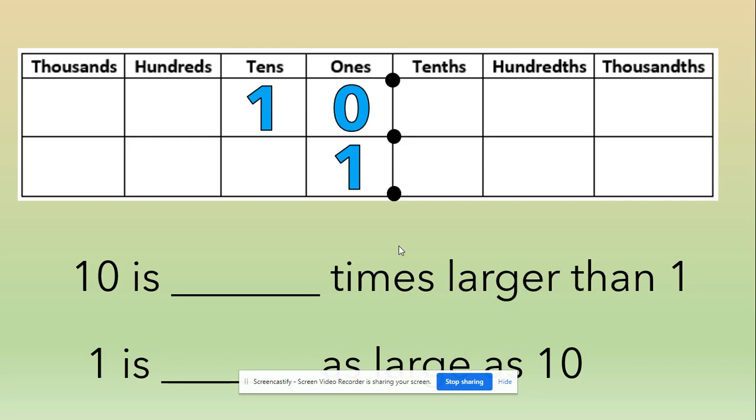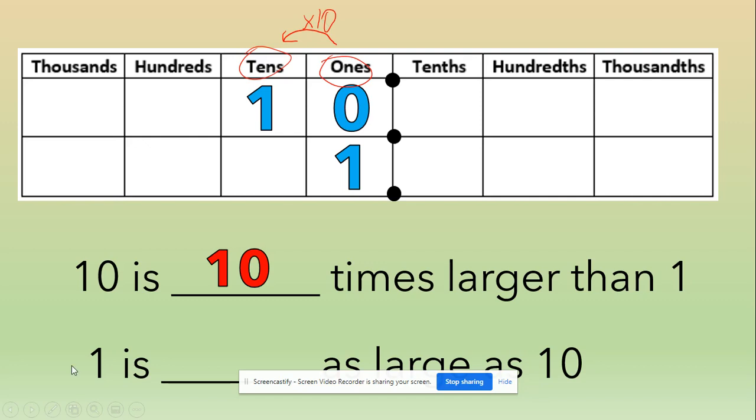So here, the 1 is in the tens place. We're comparing that to the 1 in the ones place. To get from the ones place to the tens place, we need to move one place to the left, which is saying that the tens place is 10 times larger than the ones place. So the 1 in the tens place is 10 times larger than the 1 in the ones place, which means 10 is 10 times greater than 1.